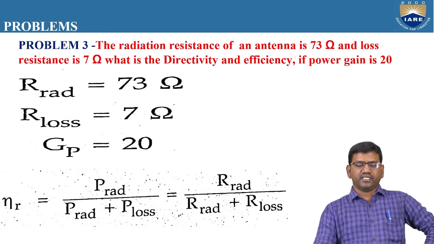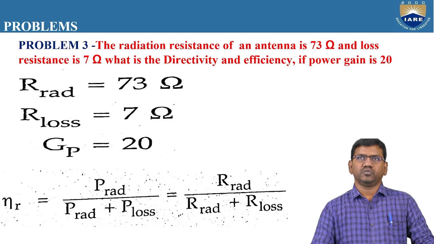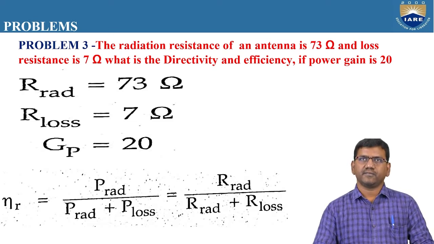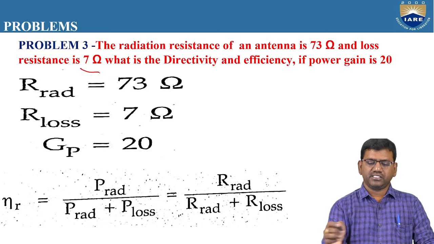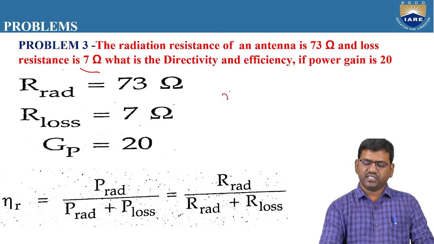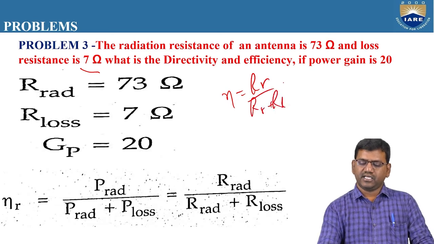Now coming to problem 3. As we have simplified the earlier problem 2, the radiation resistance of the antenna is given as 73 ohms and the loss resistance is given as 7 ohms. What is the directivity and efficiency if the power gain is 20? As we know, eta is equal to RR by RR plus RL. So what is RR here?